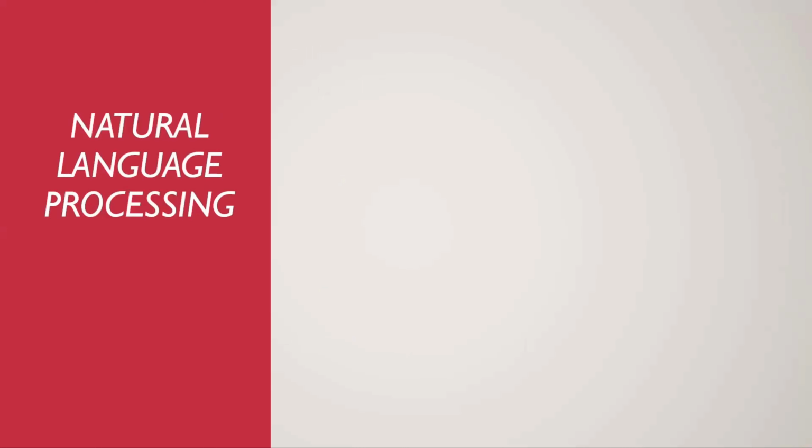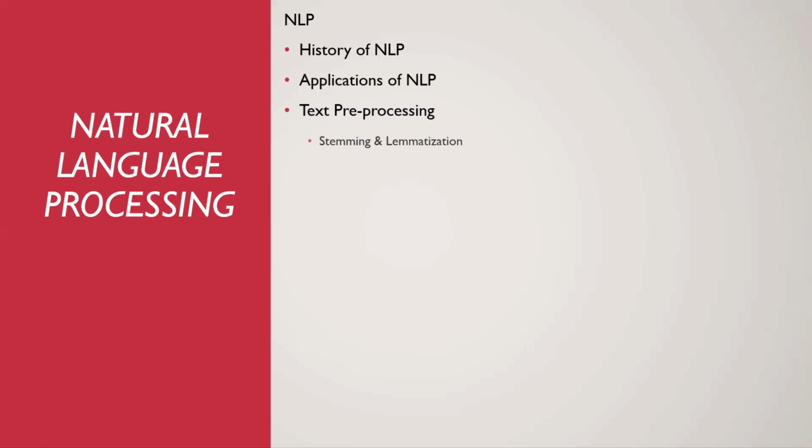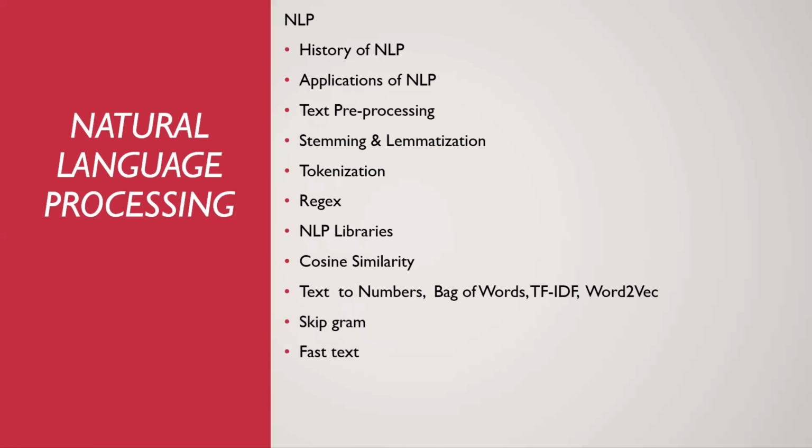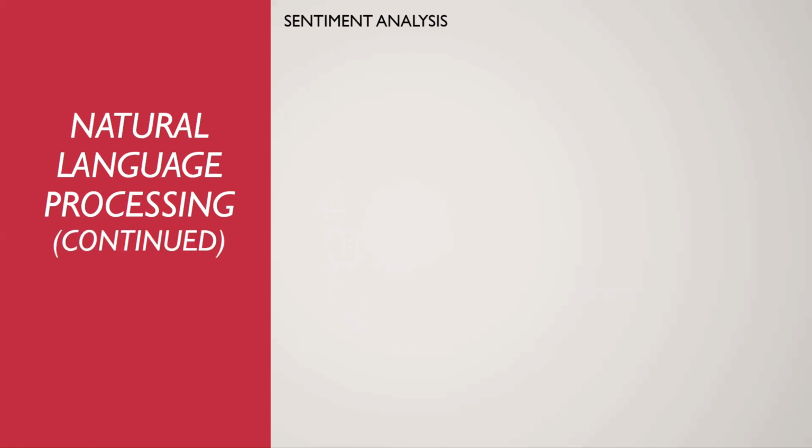The next topic is NLP. You have to know why NLP emerged and its history, what the applications are, and text pre-processing. Why do we need text pre-processing? Stemming and lemmatization, tokenization, regular expressions, NLP libraries, cosine similarity, and text to numbers, bag of words, and what is called skipgram, fastText. And we'll see some use cases with that.